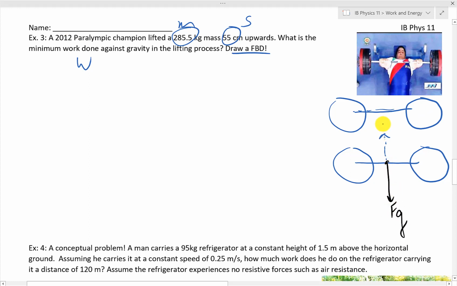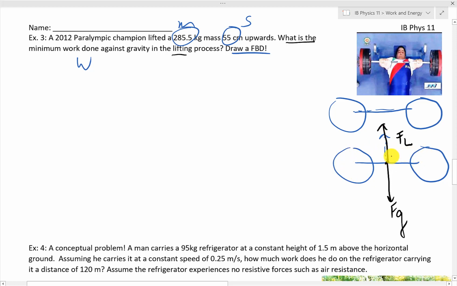We have the force due to gravity as well as the lifting force. This part of the question might be confusing. What is the minimum work done against gravity in the lifting process? Since we are talking about the lifting, we can say: what is the minimum lifting force that we need to get this mass to move up, or at least to go up 55 centimeters? So that is to lift this dumbbell up.